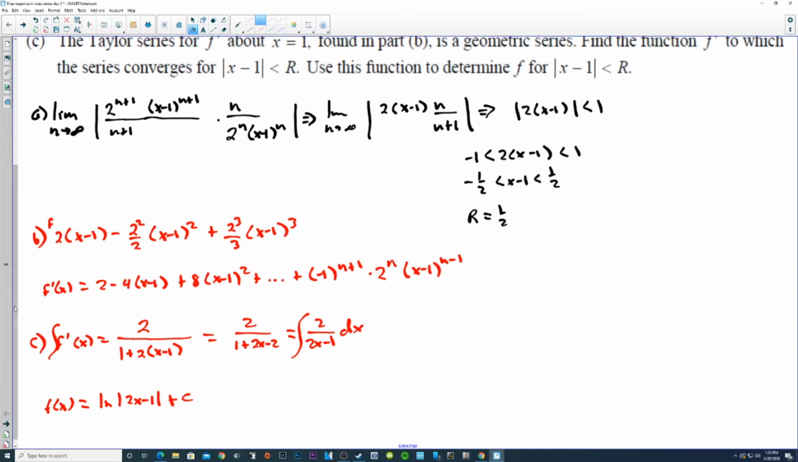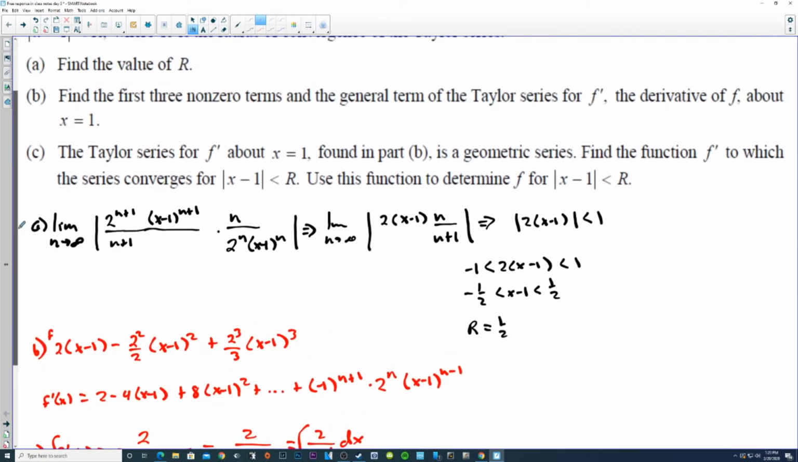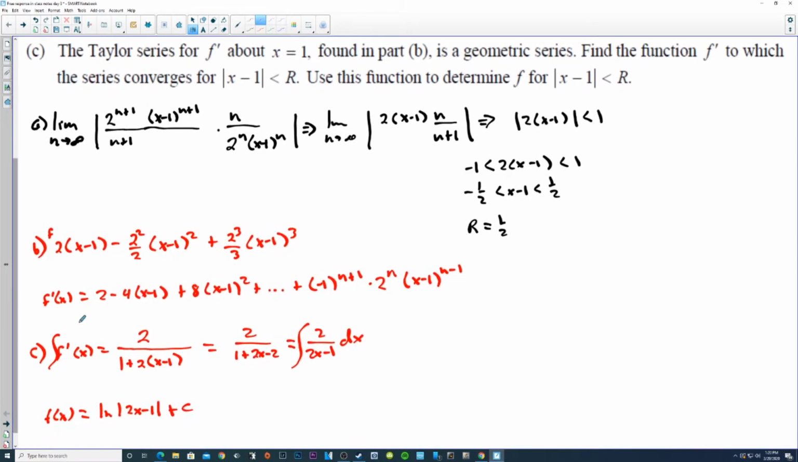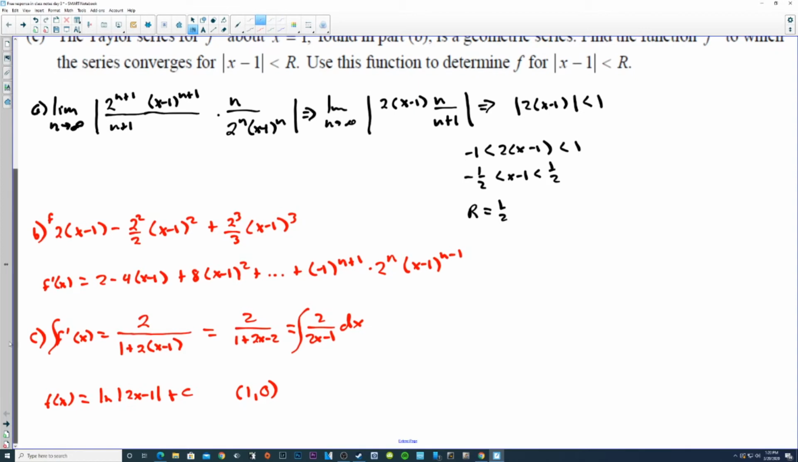Now we need a point to find the c. Well, a really nice point for f would be 1, 0. Because if you plug 1 in for x, all of the terms go to 0. So 0 is equal to the natural log of the absolute value of 2 times 1 is 2, minus 1 is 1, plus c. So natural log of 1 is 0, so c is 0. F of x is equal to the natural log of the absolute value of 2x minus 1.